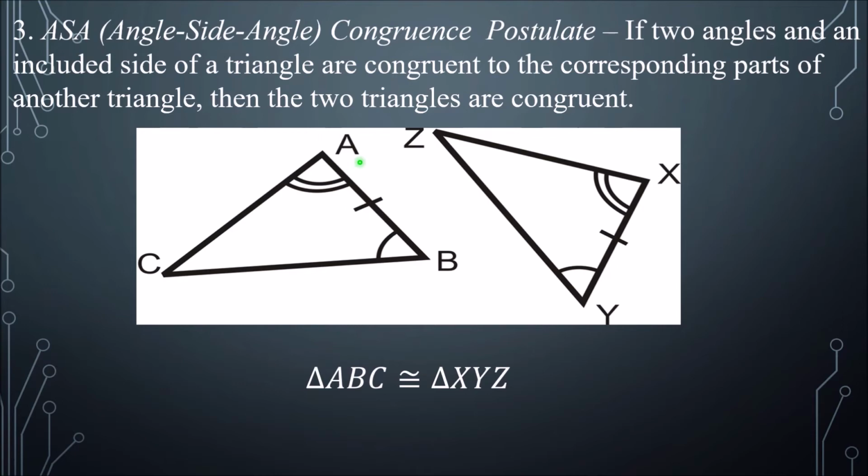Again, angle A is congruent to angle X, angle B is congruent to angle Y, side AB is congruent to side XY. Therefore, triangle ABC is congruent to triangle XYZ by angle side angle congruence postulate.